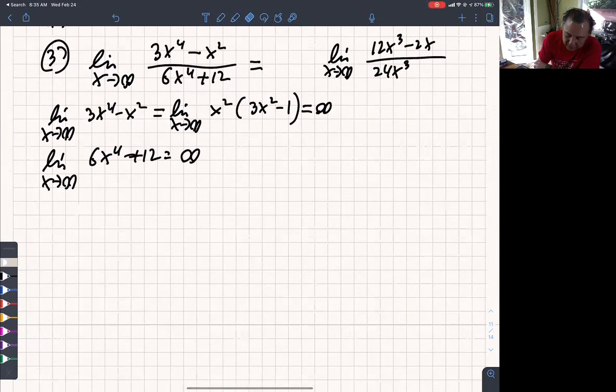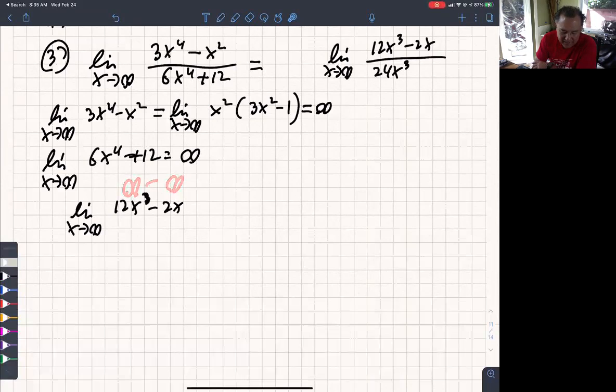So I have to do this. I take the limit as x goes to infinity of 12x cubed minus 2x. Again, some of you might be confused because that's infinity minus infinity. But again, we can factor out an x, 2x. And we're going to get 6x squared minus 1, which clearly is infinity times infinity, which is infinity.